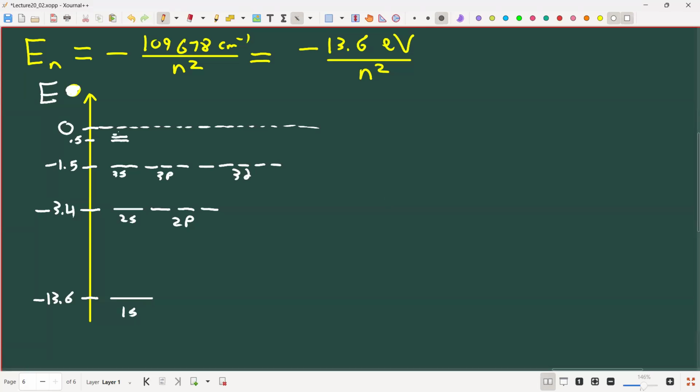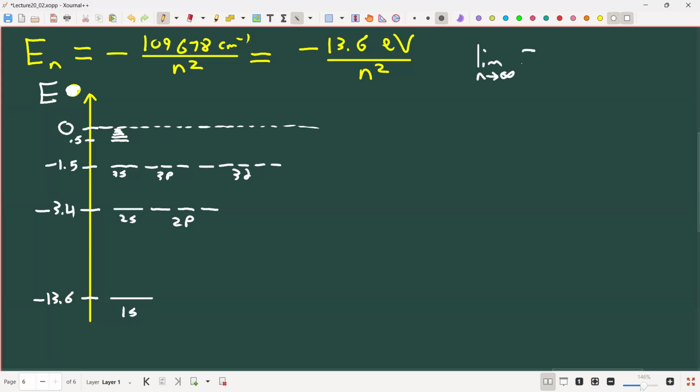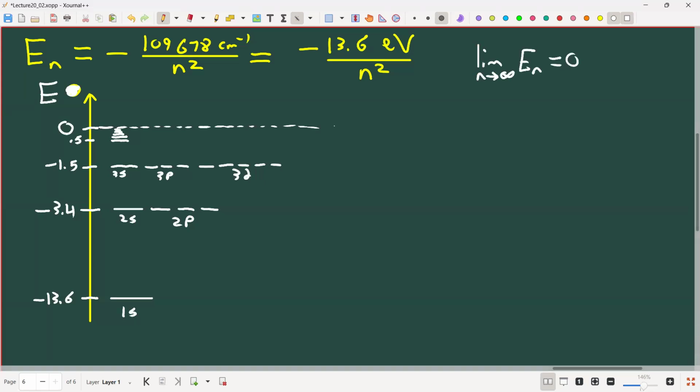And you can imagine what happens is that as n increases, this number is getting closer and closer to 0, but it never reaches 0. The only n that gives us 0 energy is infinity. So the limit as n goes to infinity of E sub n is 0. So this is the infinite limit.